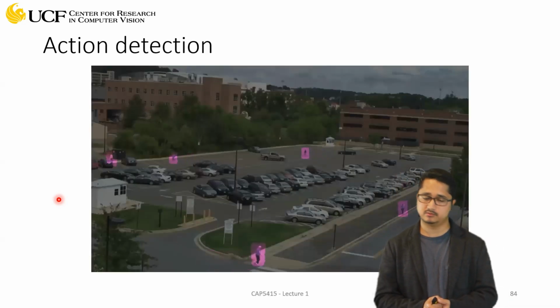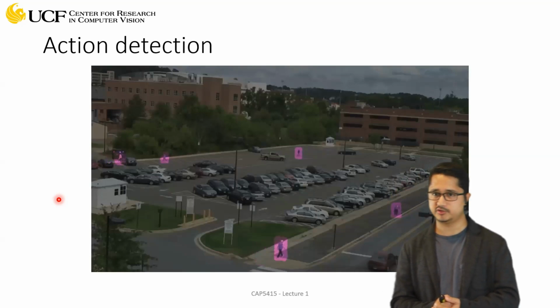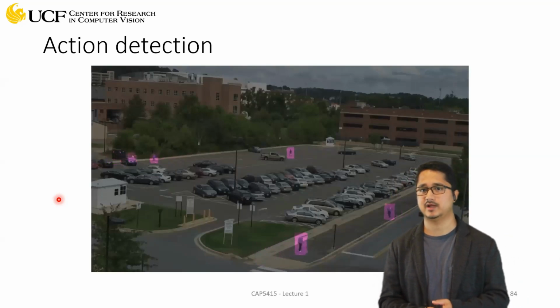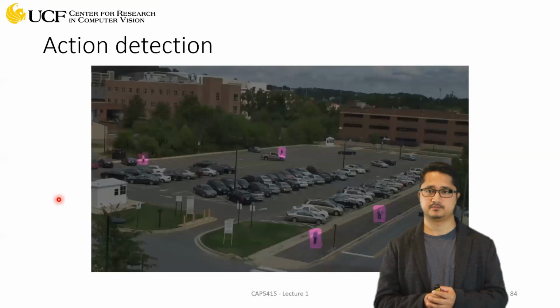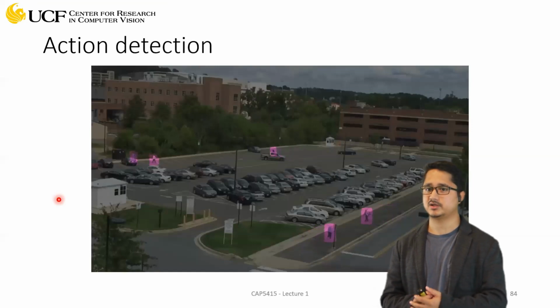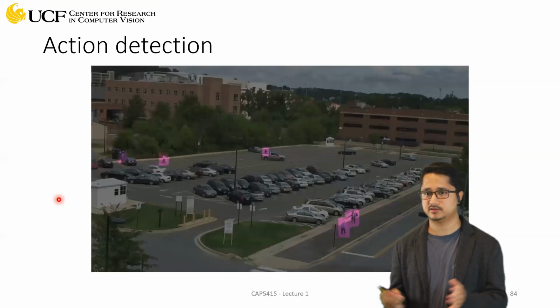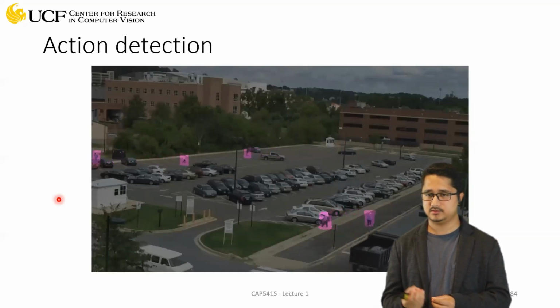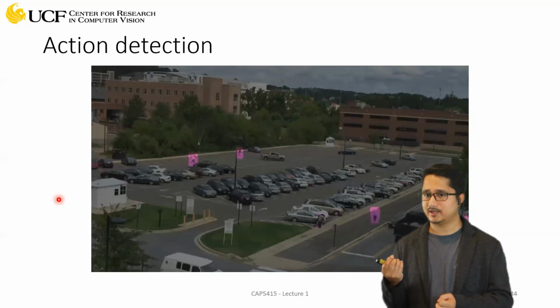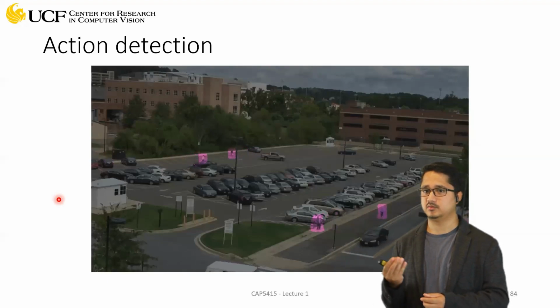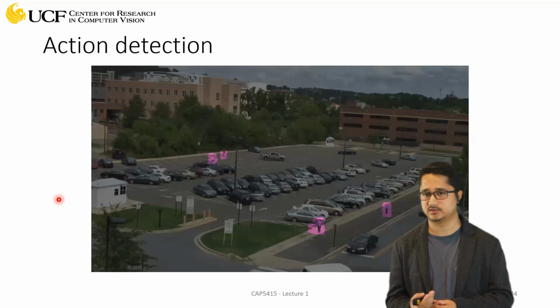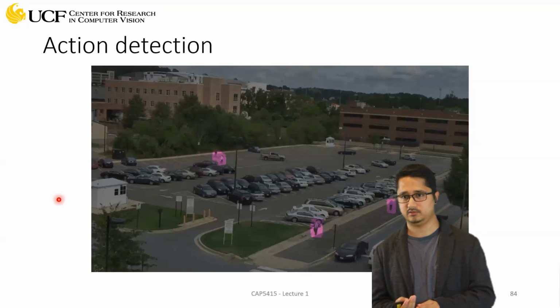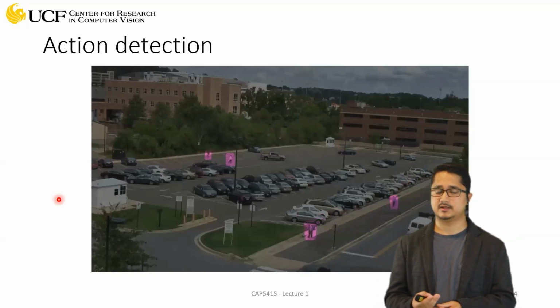Now, similar to the problem we had for objects, which was object detection, where we have to detect different objects in an image, we have action detection. The idea here is, given a video, there might be multiple actions happening. So not only can we recognize those actions, but can we also localize where these actions are happening in that video?